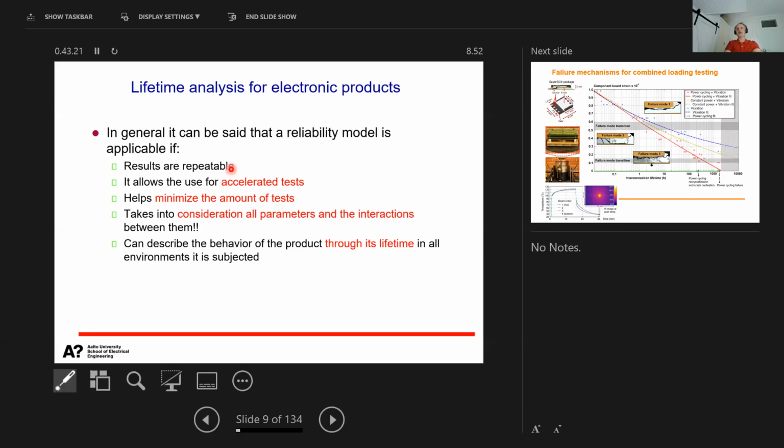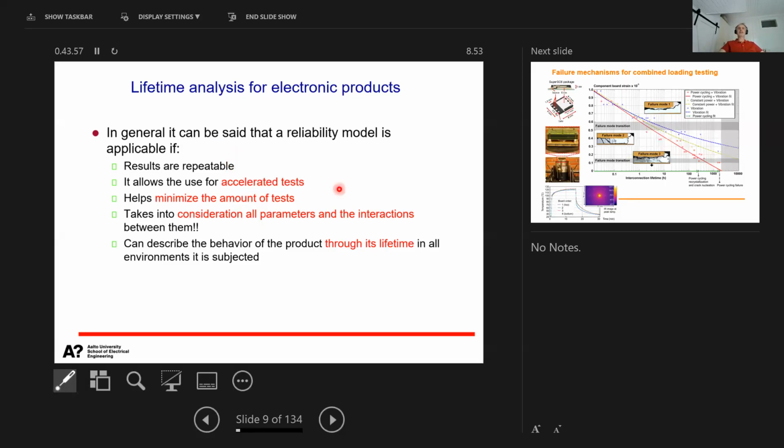So here we come back to the issue which I already mentioned, that this model should allow the use of higher stresses or stresses outside the normal operational conditions. So for example, it is valid if we increase the temperature. So it should be able to describe the behavior of the product or whatever we are testing also under higher stresses, under higher temperatures and so on.